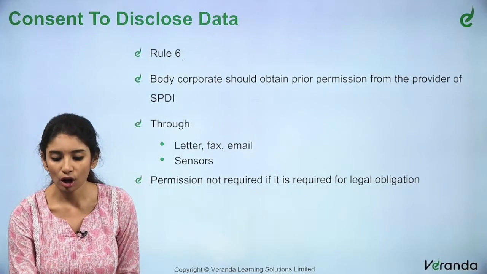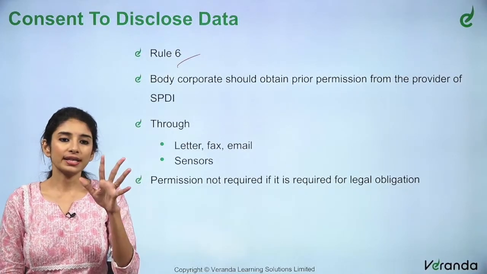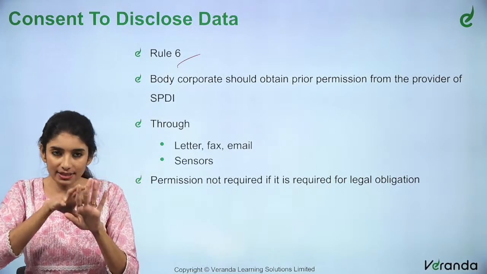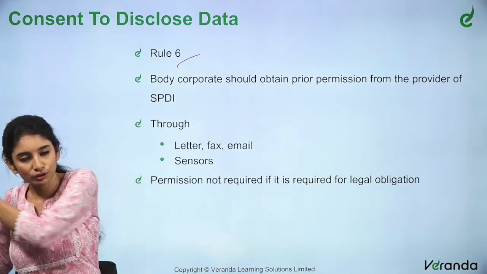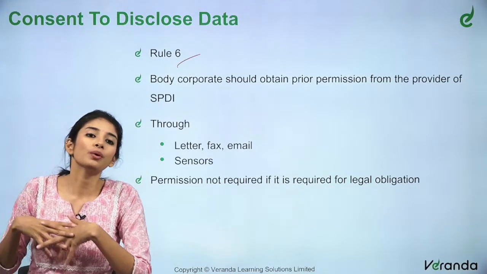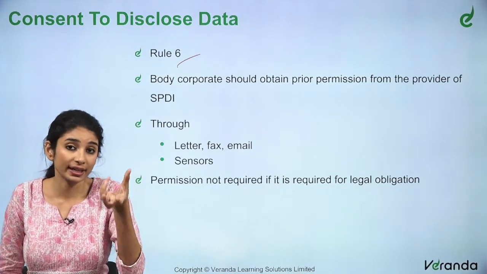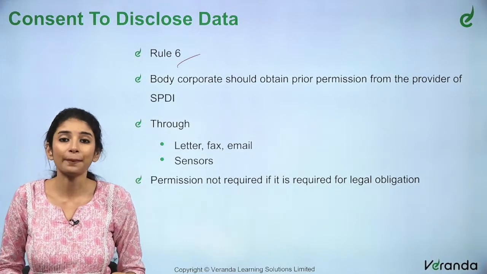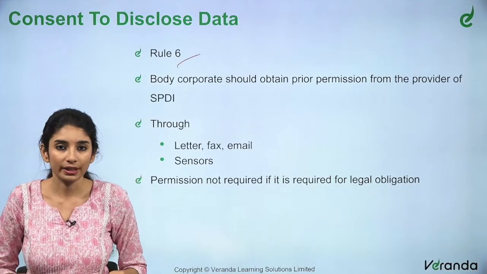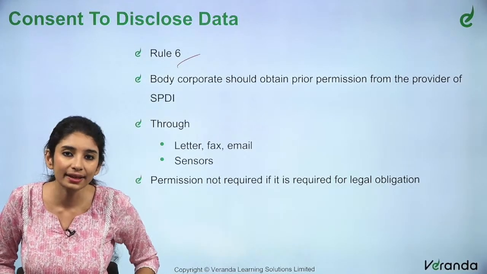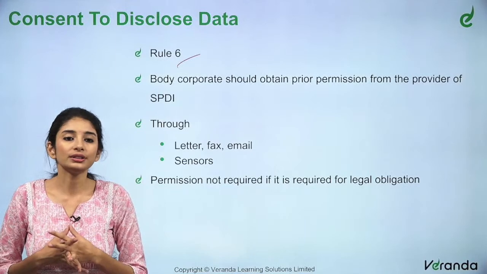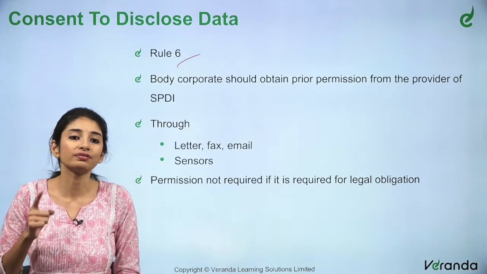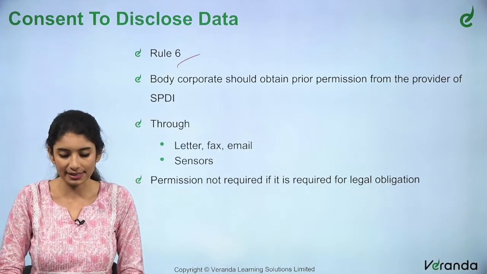Rule 5 says that in case you want to collect the data, take their consent. Rule 6 says that for this data that you have collected, in case you want to disclose it to a third party, you again need to take consent from the person. Because what happens is people sell data. Data is the new gold. People sell data for money. This data should be disclosed to a third party only after taking consent under Rule 6.